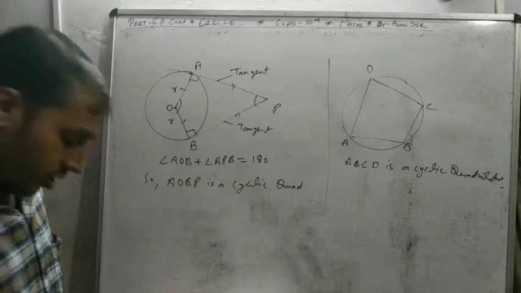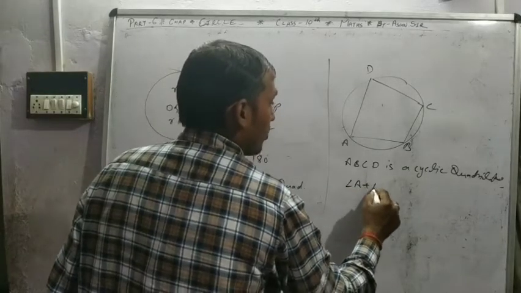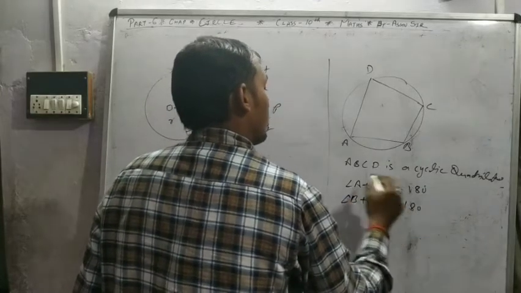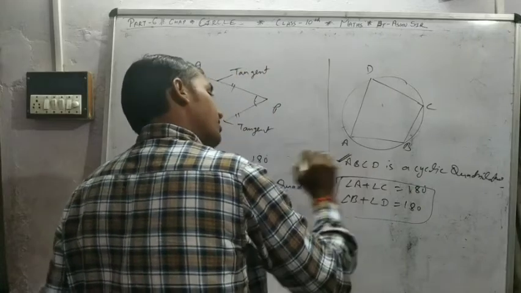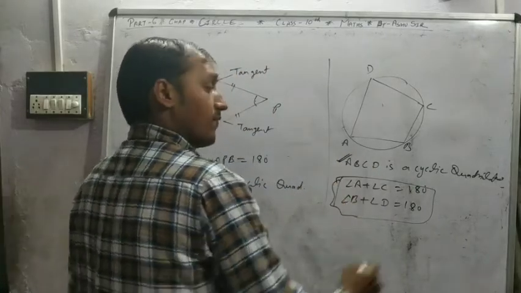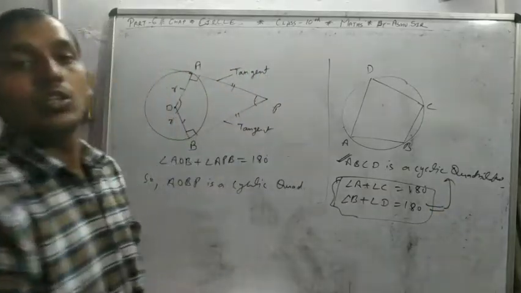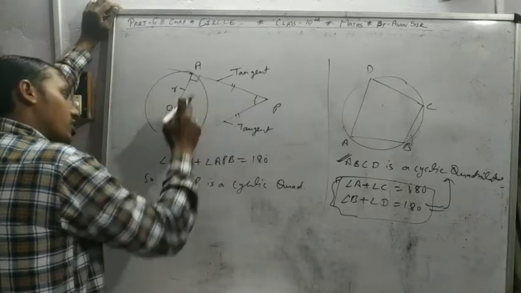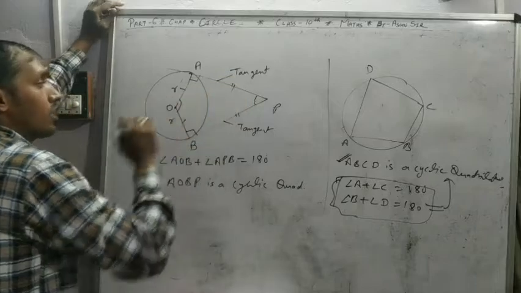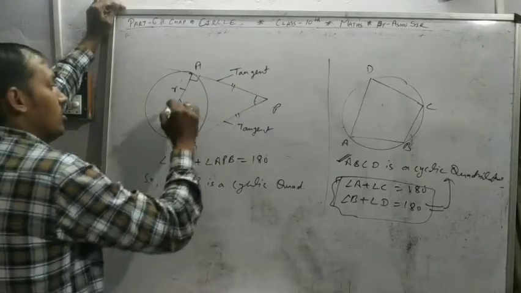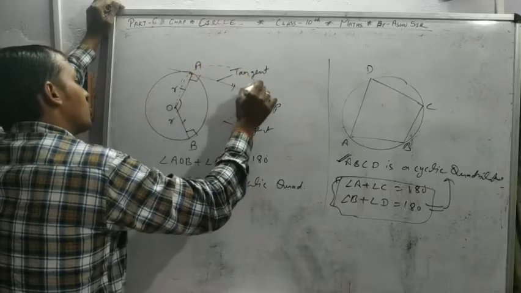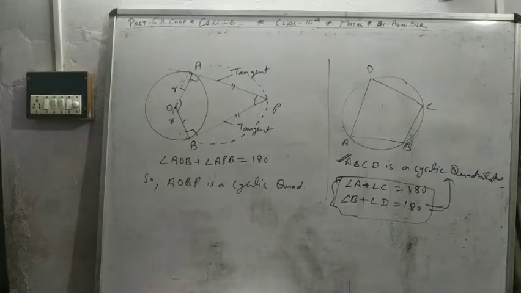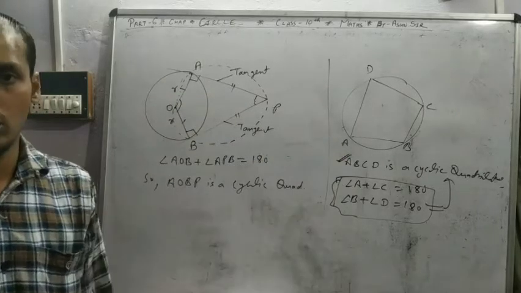What is the property of a cyclic quadrilateral? If angle A plus angle C is 180 degrees, and angle B plus angle D is 180 degrees. If this is given, then these are compulsory. So same here, the sum of opposite angles: this and this is 180 degrees, this and this is also 180 degrees. So AOBP is a cyclic quadrilateral of another circle, not this one, meaning any circle passing through these points. So AOBP is a cyclic quadrilateral because it follows the properties of a cyclic quadrilateral.